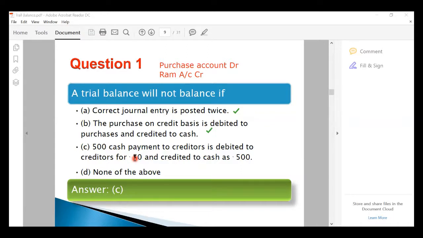Whether the debit and credit are tallied, that is what the trial balance looks at. So in this case, instead of 500, you debited only 50. So this is the one which will not tally. In this case, the balance 450 rupees, 500 minus 50, is to be transferred to the suspense account.